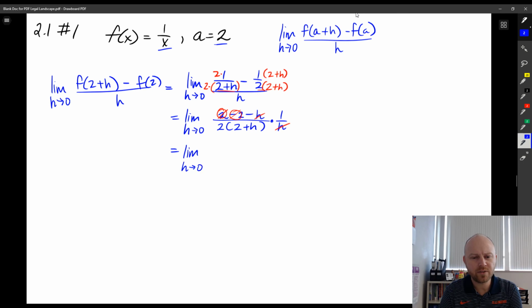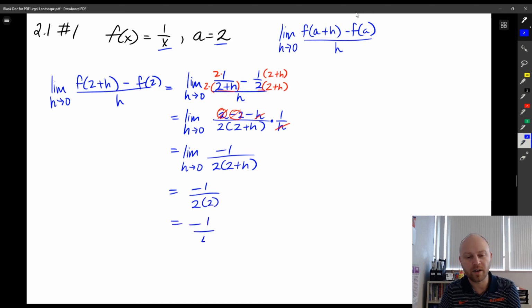The limit as h goes to 0 of, we now just have negative 1 in the numerator. In the denominator, we have 2 times 2 plus h. So as h approaches 0, 2 plus h simply becomes 2. And we have a negative 1 over 2 times 2 for an answer of negative 1 over 4. And that is f prime of 2.